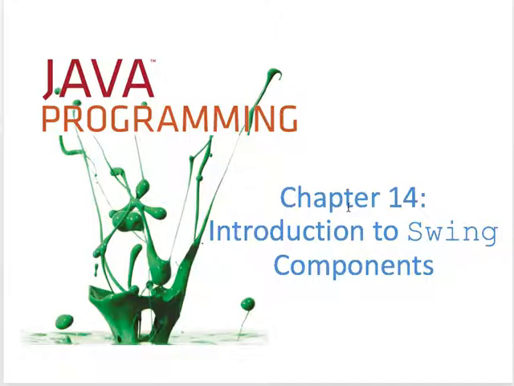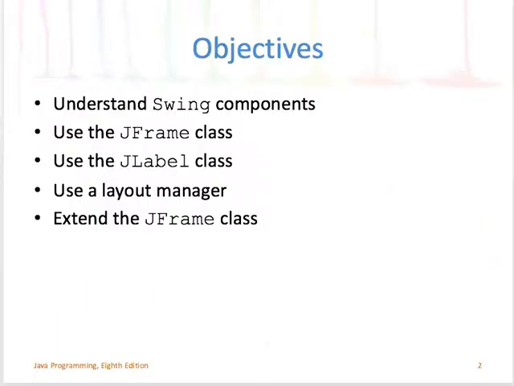So we're going to talk about, let's see here. All right, objectives. We're going to understand Swing components. We're going to talk about the JFrame class, JLabel, the use of Layout Manager, and extending the JFrame class. So you notice everything starts with J for Java. So these are your Swing components, your forms.